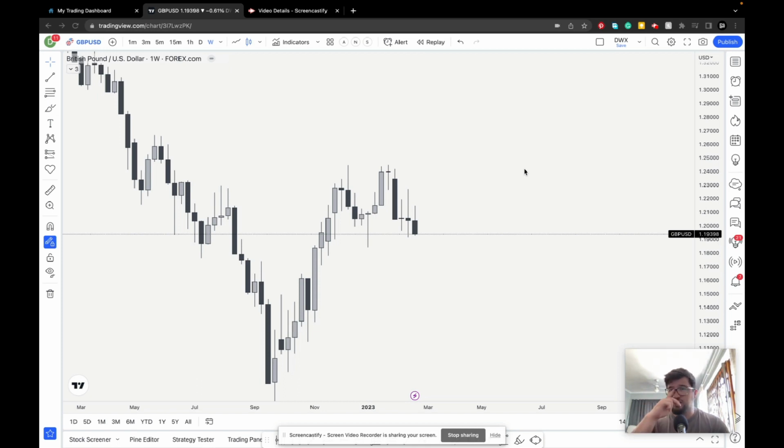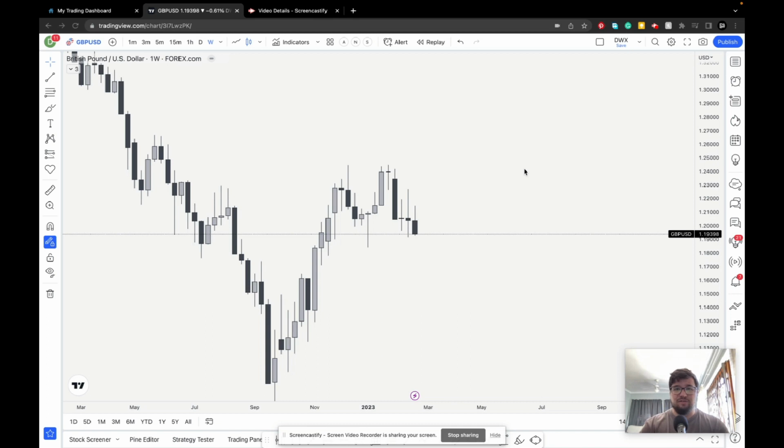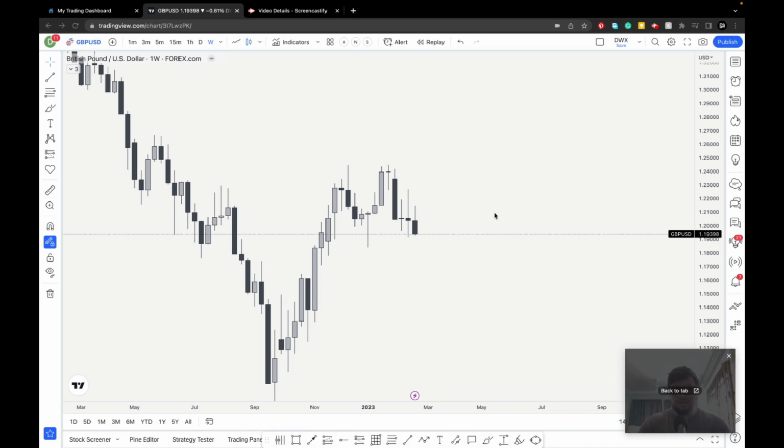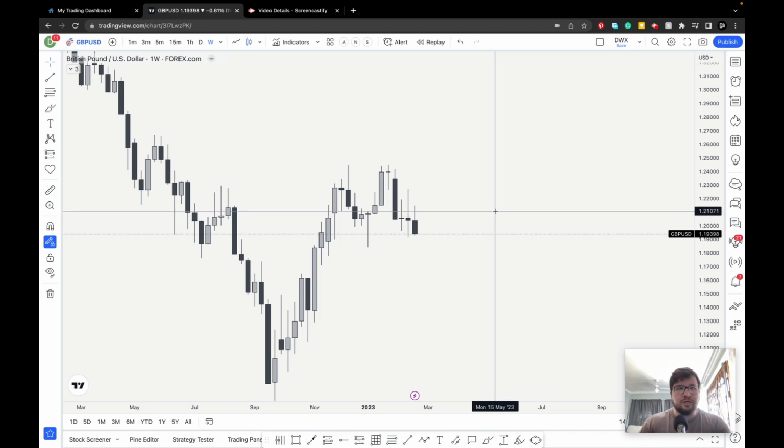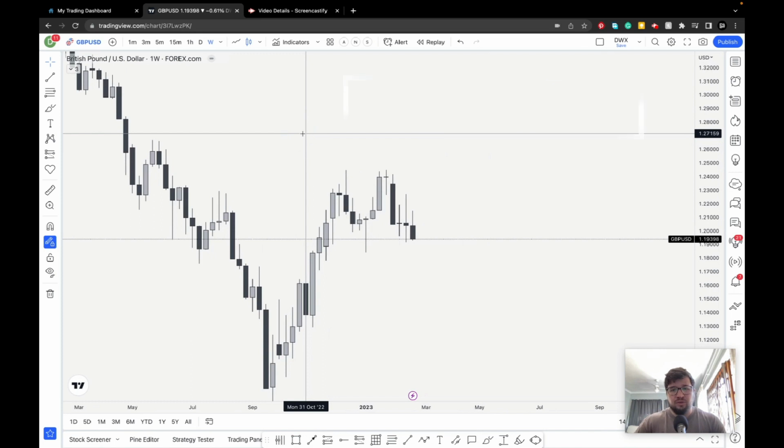Those are the two things that we look at when I'm doing a higher time frame analysis. Looking at where price is reaching for, where it is coming from. So those are the important things. So we're going to jump into the charts now and have a look at euro dollar and pound dollar as well. So we've started off looking at the pound dollar on the weekly time frame.